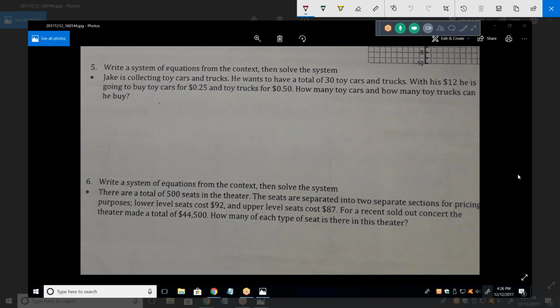So x is the number of toy cars. It's important to define it exactly because we're not talking about the price of toy cars. We're talking about the number of cars you sell. What's y? The number of toy trucks. And notice the problem does have prices in there, so we have to be very specific as to how we define our variables. Now, convert that to an equation.